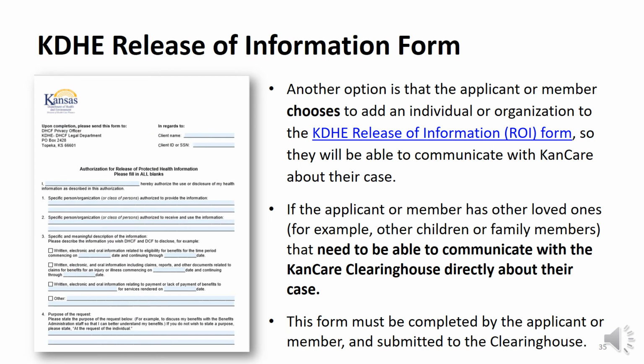Another important form, which is not a part of the application but is very important to understand, is the authorization for release of protected health information form from KDHE. If the applicant has other loved ones that need to be able to communicate with the KanCare clearinghouse directly about an individual's case, there is a release of information form that must be completed and submitted to the clearinghouse. This is the KDHE, which is Kansas Department of Health and Environment, release of protected health information form.